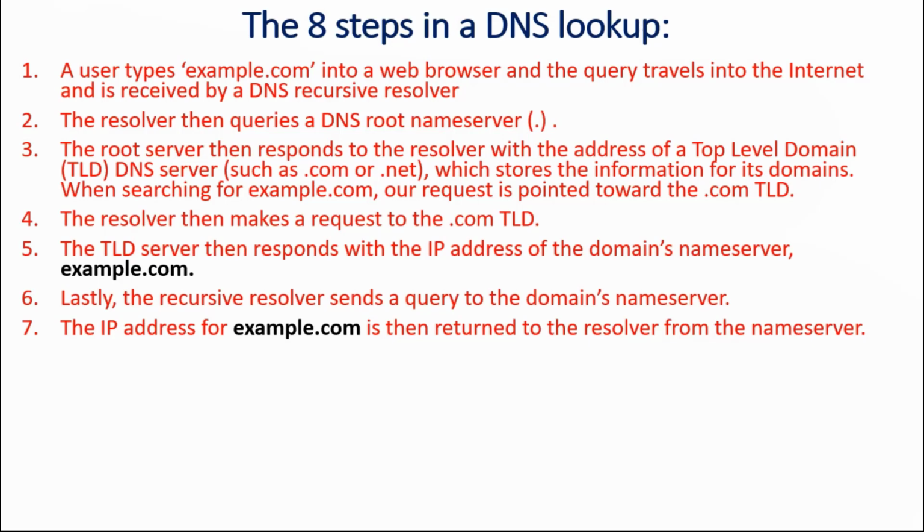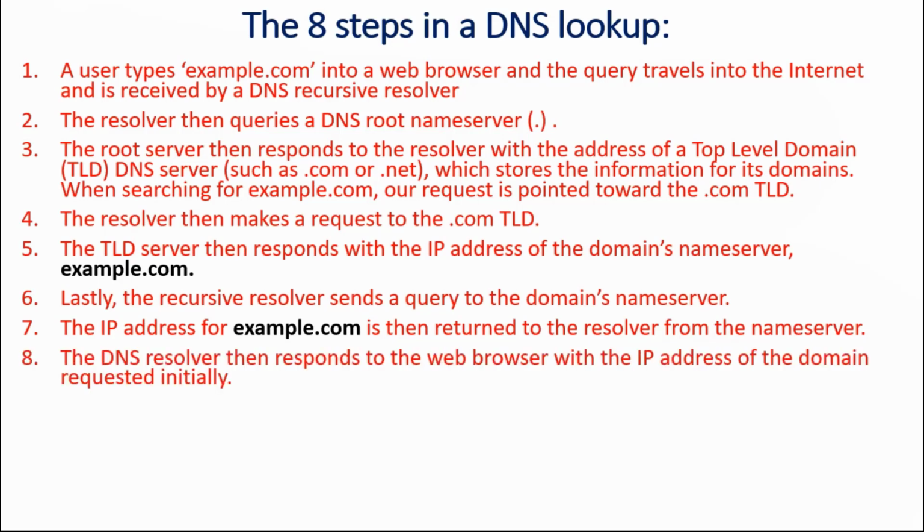Lastly, the recursive resolver sends the query to the domain's name server. Now the recursive resolver has the complete IP address, so it will query the domain's name server. The IP address for example.com is then returned to the resolver from the name server. The DNS resolver then responds to the web browser with the IP address of the domain requested initially.